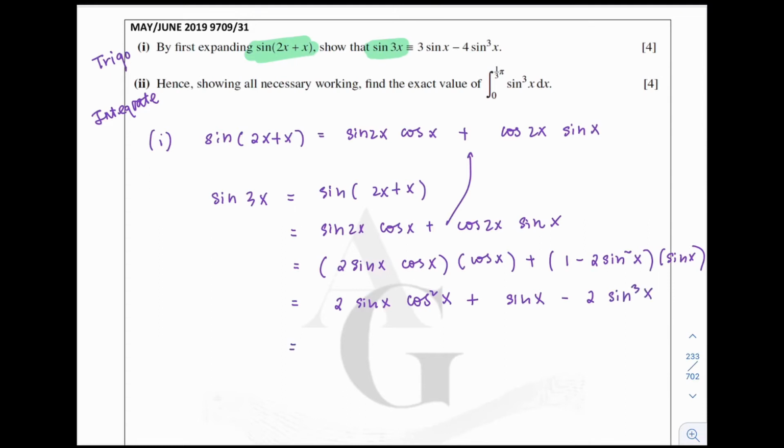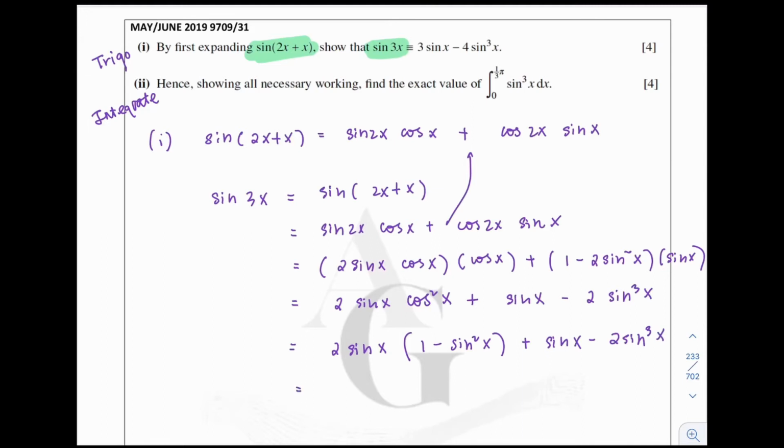And then in the question, everything is in terms of sine. But what we have here still has a cos square. So how do we change cos square into sine? You just need to sub in the formula. Remember the formula: cos square plus sin square equals 1. So cos square x should be equal to 1 minus sin square x. Then the rest, you just copy back.